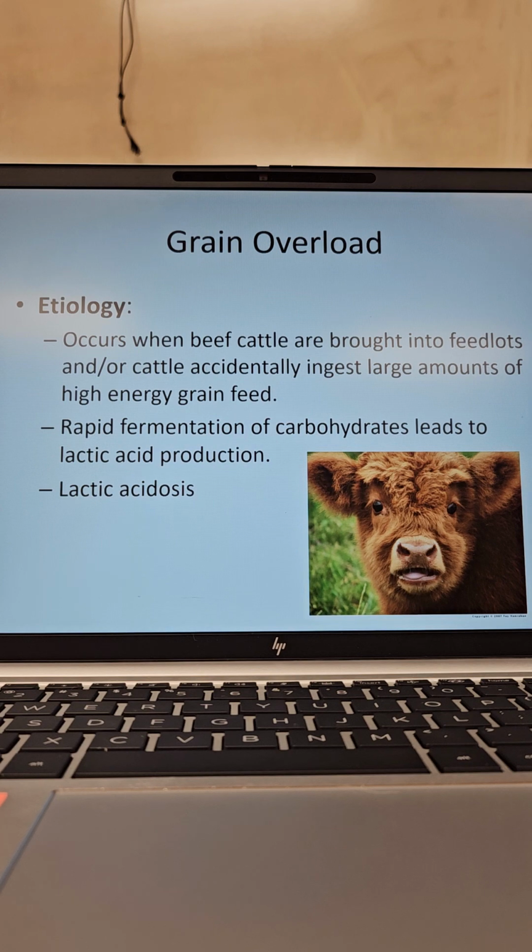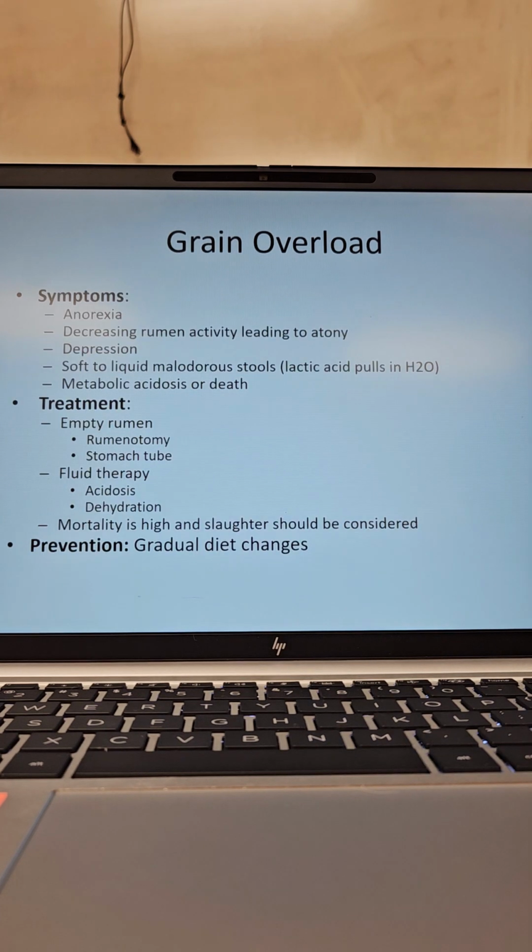Or when cattle accidentally ingest large amounts of high energy grain feed. This is when we get grain overload. Rapid fermentation of those carbohydrates leads to lactic acid production, and they get lactic acidosis.